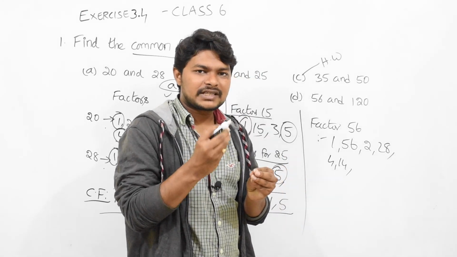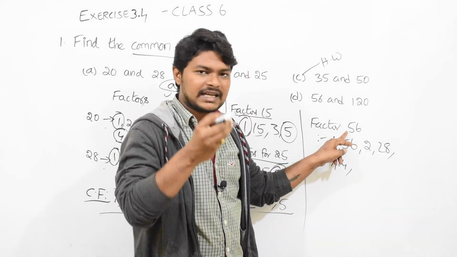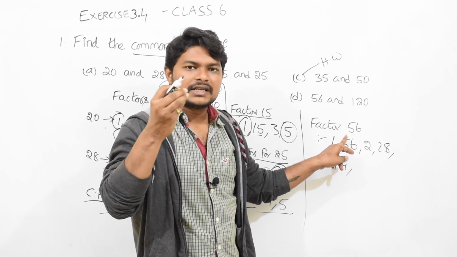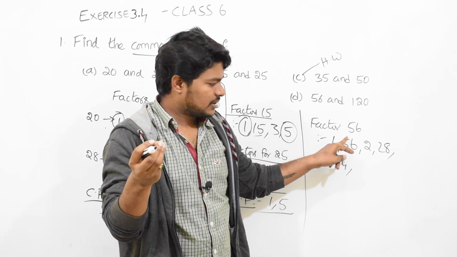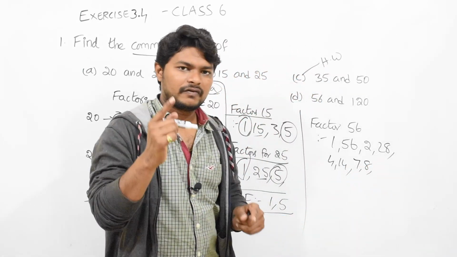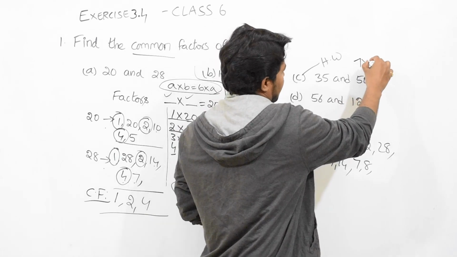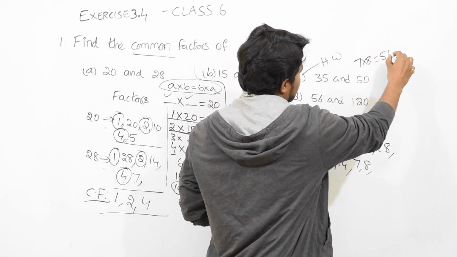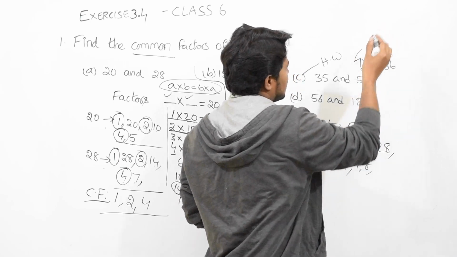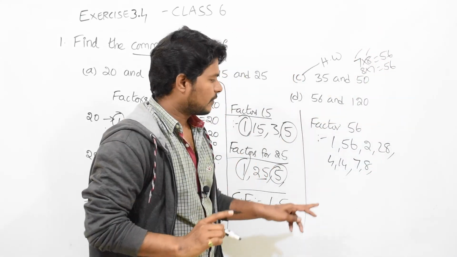How am I telling whether 7 will not come in 56? Because you check the 7 table. 7 sevens are 49, 7 eights are 56. So 7 and 8 both are factors. Why? Because 7 into 8 equal to 56, and 8 into 7 is also 56. So both 7 and 8 must be factors of 56.